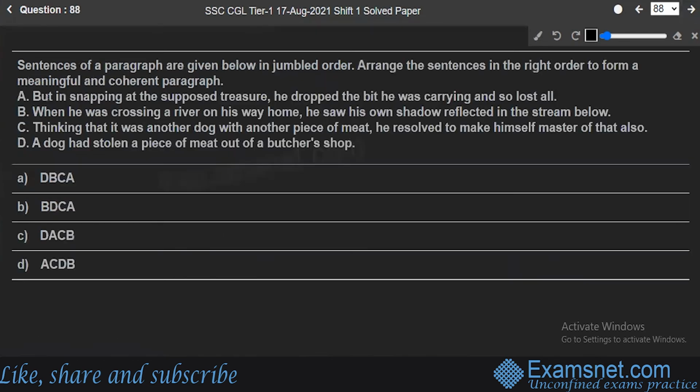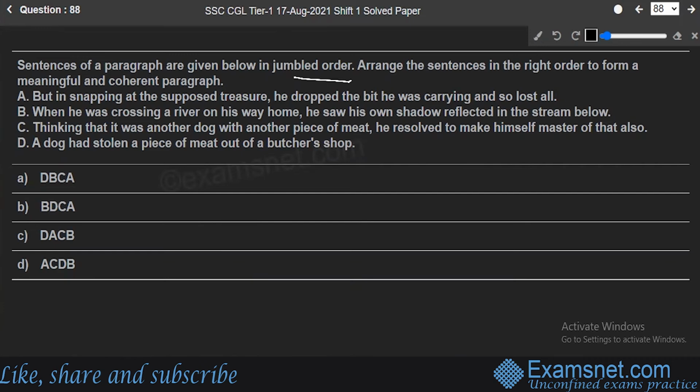In this question, a sentence or paragraph is given below in the jumbled order. You have to arrange them in the right order to form a meaningful and coherent paragraph. There are options A, B, C, D, and you have different sentences over here. So let's read them one by one. The first one is: but in snapping at the supposed treasure, he dropped the bit he was carrying and so lost all. Second, option B: when he was crossing a river on his way home, he saw his own shadow reflected in the stream below. Thinking that it was another dog with another piece of meat, he resolved to make himself master of that also.